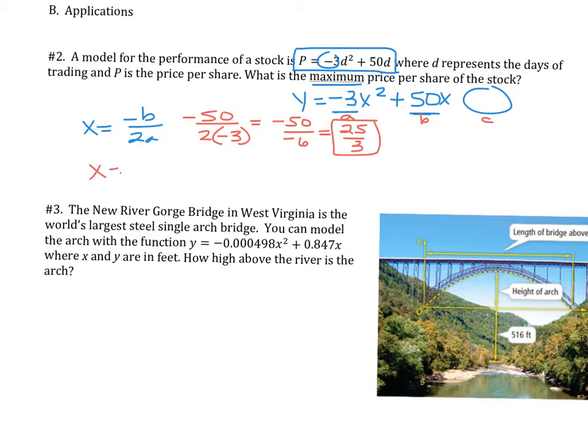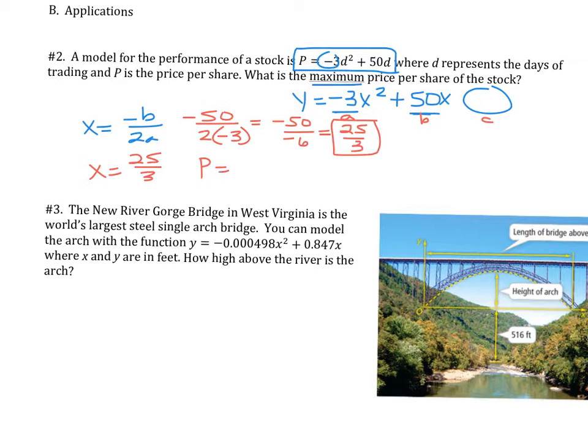Okay, so that's our x. X equals 25 over 3. How do I find y? We want to know p, the price per share is what we're looking for. How do I find p? We gotta plug it in. Okay, so we're going to plug in 25 over 3 into that equation.